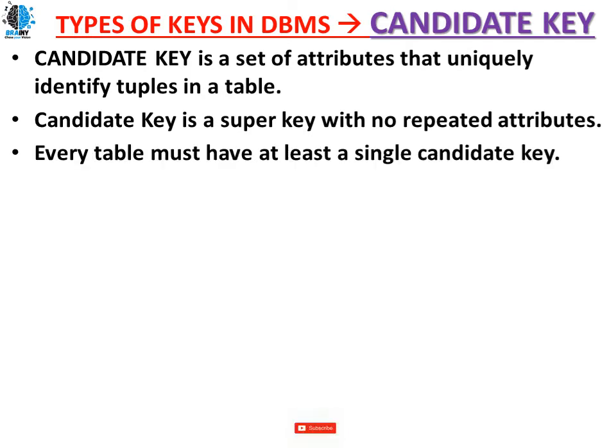Every table must have at least a single candidate key. What does it mean? It can have more than one candidate key. A table can have more than one candidate key. Remember this. At least a single candidate key means a minimum of one candidate key should be there in any table of a database.